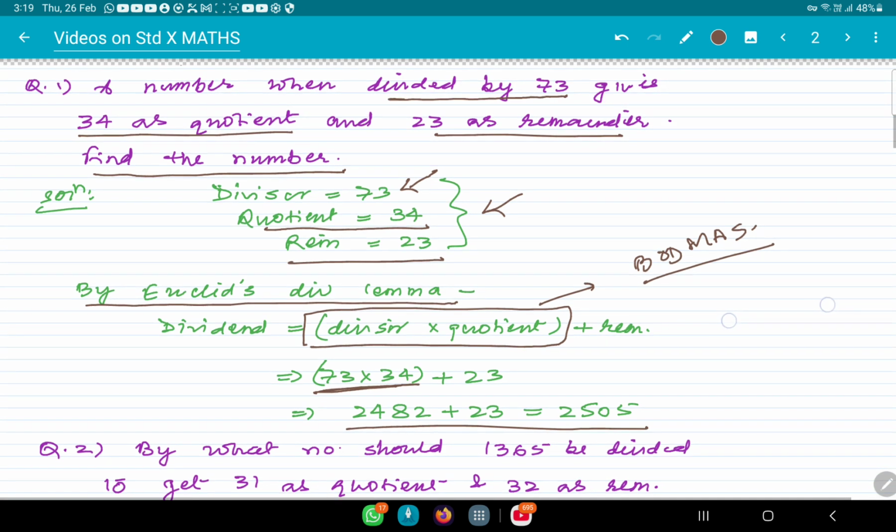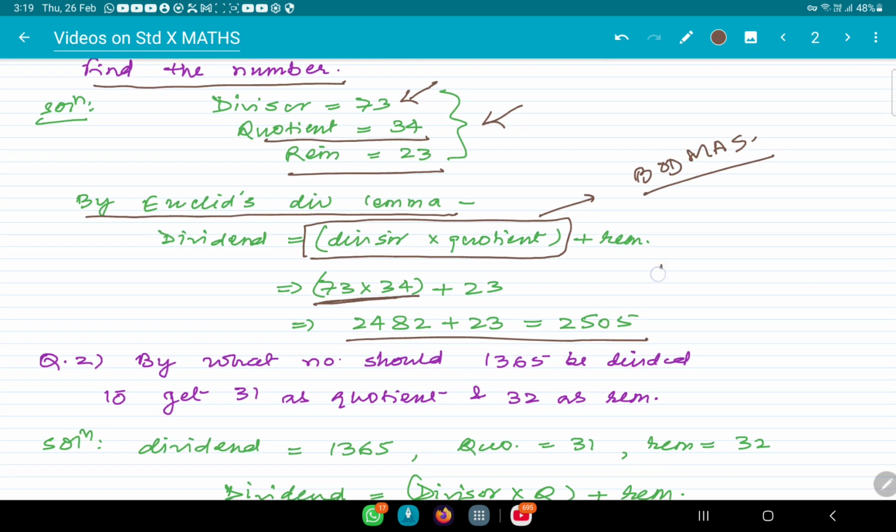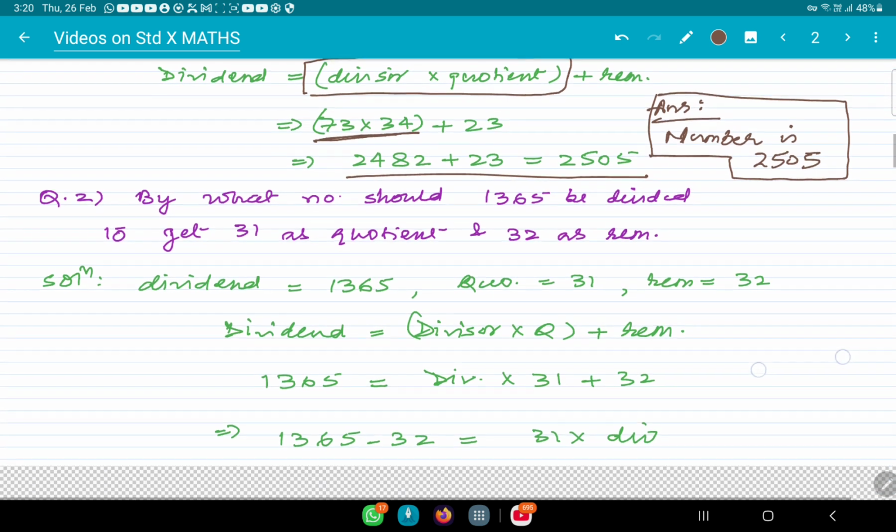What will you write? Your question demands find the number, so in the final answer you will write: number is 2505, and put it in a box also. Whenever you write the final answer, write number, don't write just the value. Your answer will always be highlighted. Now we are taking the second question.